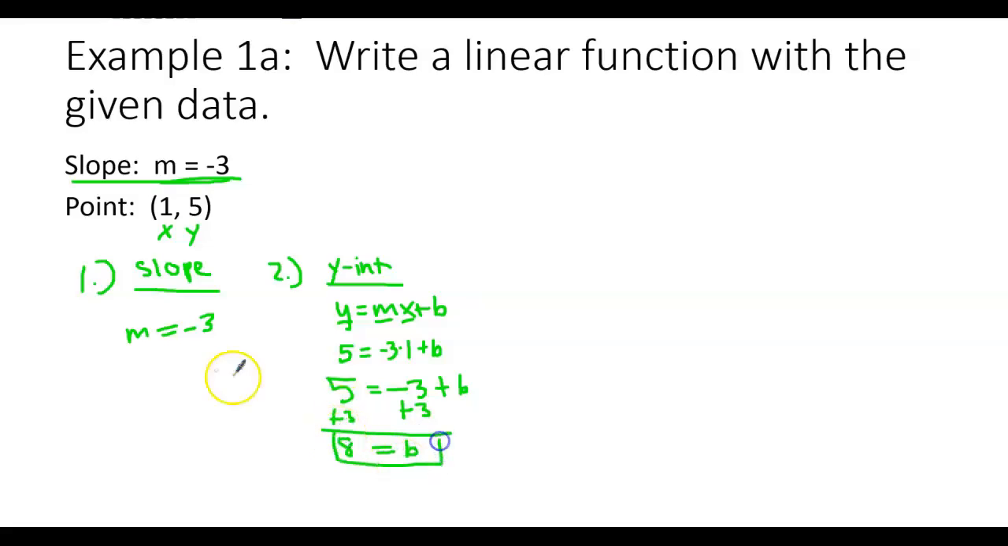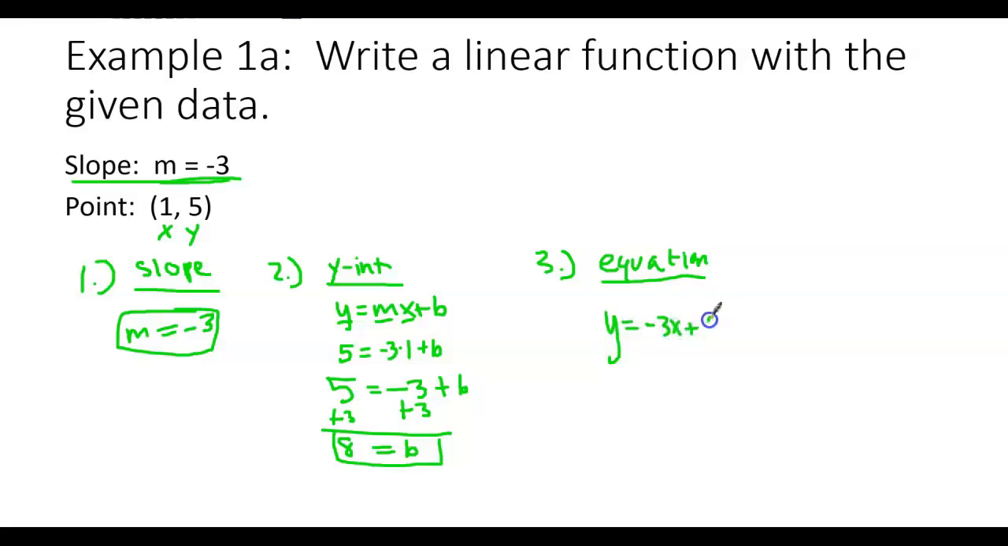So now we've got our y-intercept, and we have our slope. You're ready for the last step, which is to write the equation. And that's really just putting the numbers that you have in their correct place. So once you have the first 2, you pretty much have it. So we have y equals m, which is -3, x plus b. There's the equation of the line. So you just take your answer from part 1, your answer from part 2, and put them in the m and the b spot, and you've got your equation. So that's how you can write a linear function if you have a slope and a point.